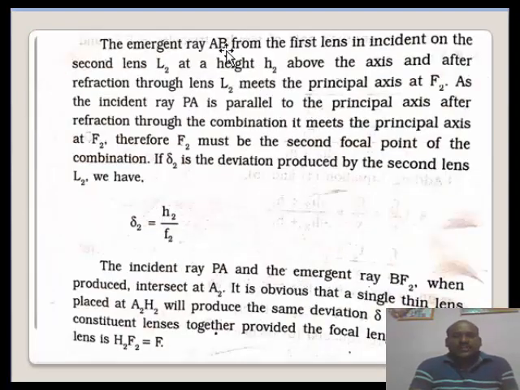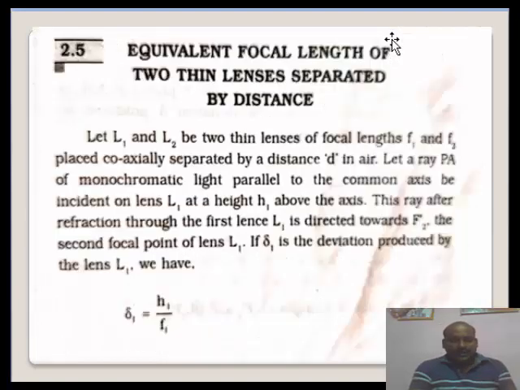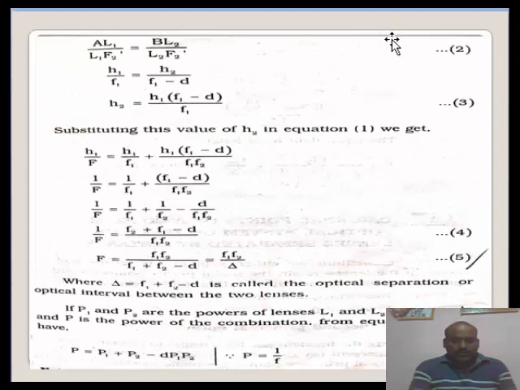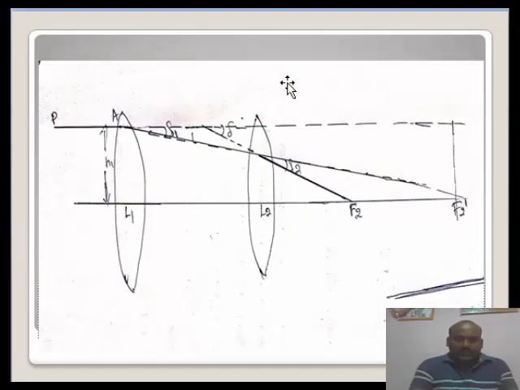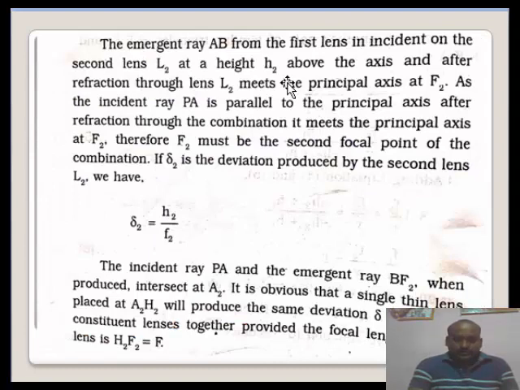Next, the emergent ray AB from the first lens is incident on the second lens. We already know the emergent ray from the first lens is the incident ray for the second lens. I already told that. So AB is the incident ray for this second lens. Next, that height is h2 above the axis.